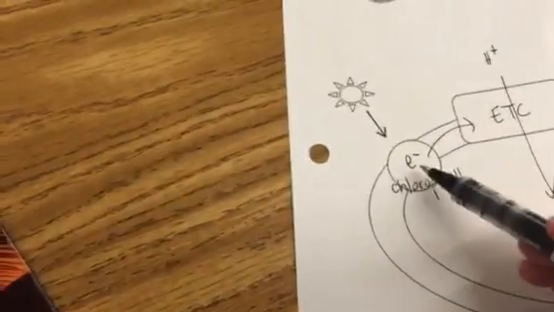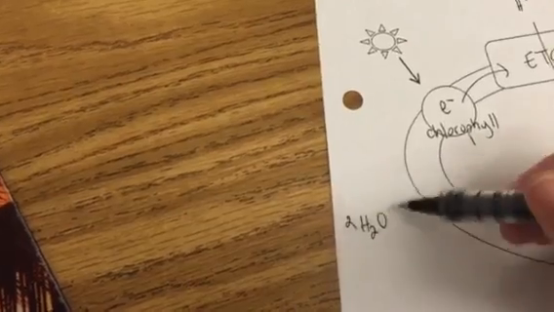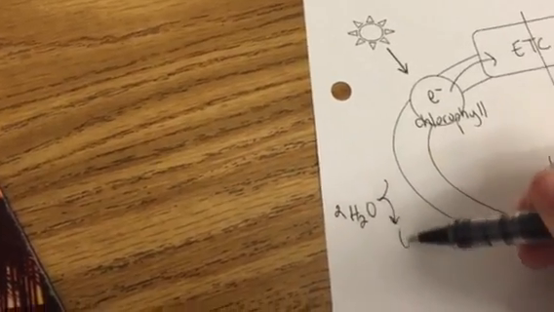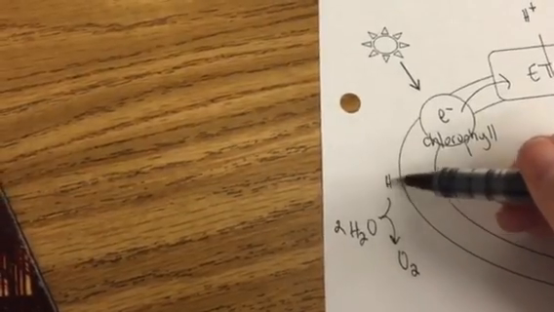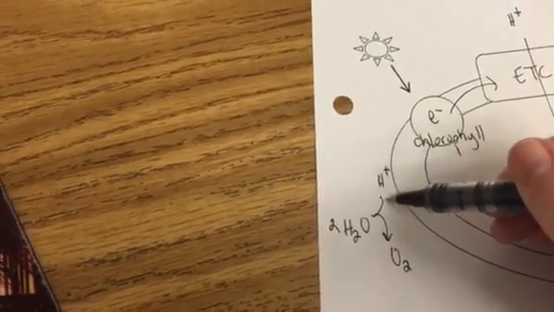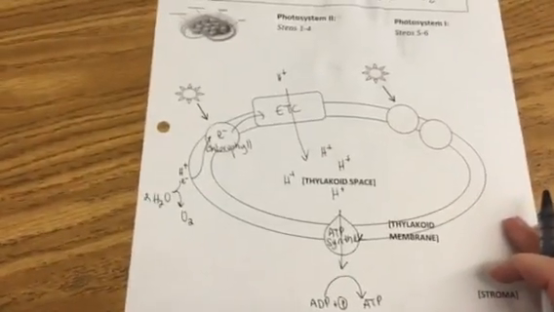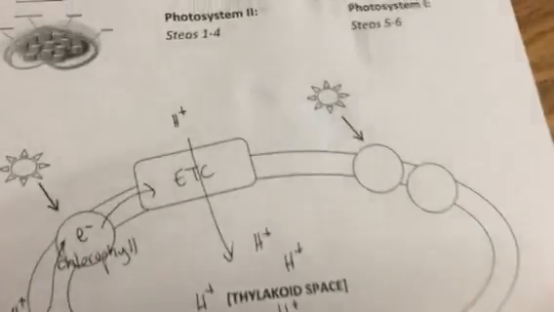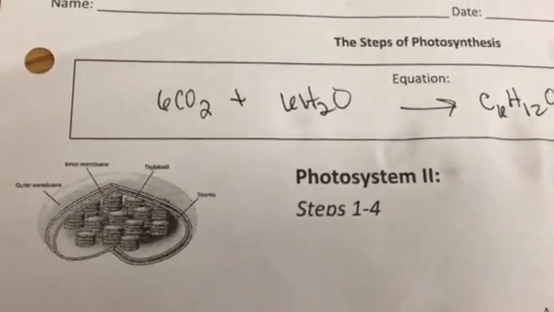We lost our electron here, so we're going to get it back by splitting water, actually 2 at a time. Oxygen gas is released as waste, and we have the hydrogen atom we're going to split into a proton and an electron, and the electron is what we use to replace what we lost over there. So that's what you wind up with. Now that is photosystem 2, steps 1 through 4.